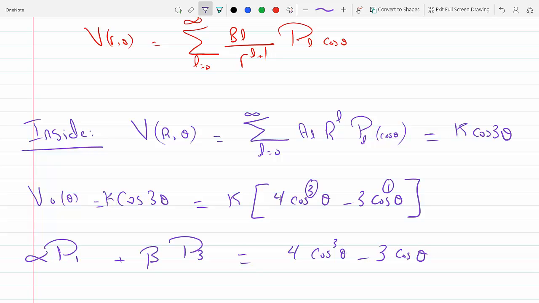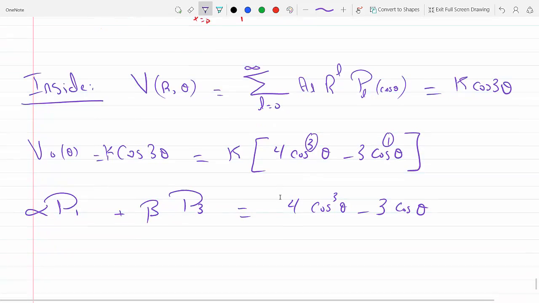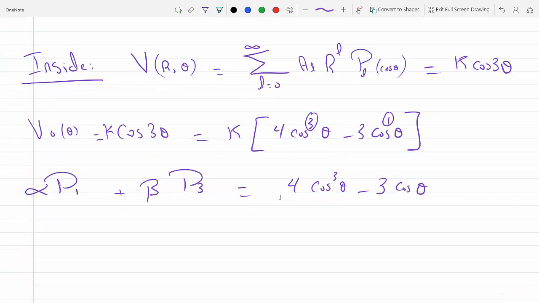And now we can solve for alpha and beta using straightforward algebra. So from here you know how to solve for alpha and beta. If you have a first degree Legendre polynomial, what's the first degree Legendre polynomial? That's x.